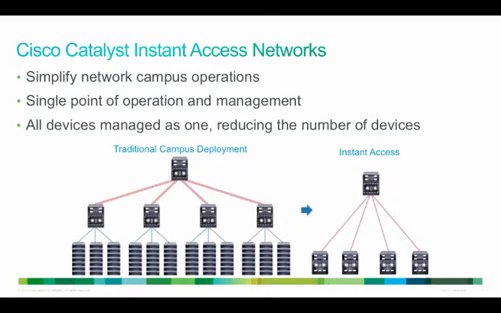Cisco Catalyst Instant Access enables the merging of physical distribution and access layer switches into a single logical entity with a single point of configuration, management, and troubleshooting. The solution simplifies enterprise campus networks by bringing in provisioning and operational simplicity. As depicted by the image here on the left, in a traditional architecture, each device is managed separately. The image on the right depicts the new Instant Access architecture where all the devices are managed as one device.